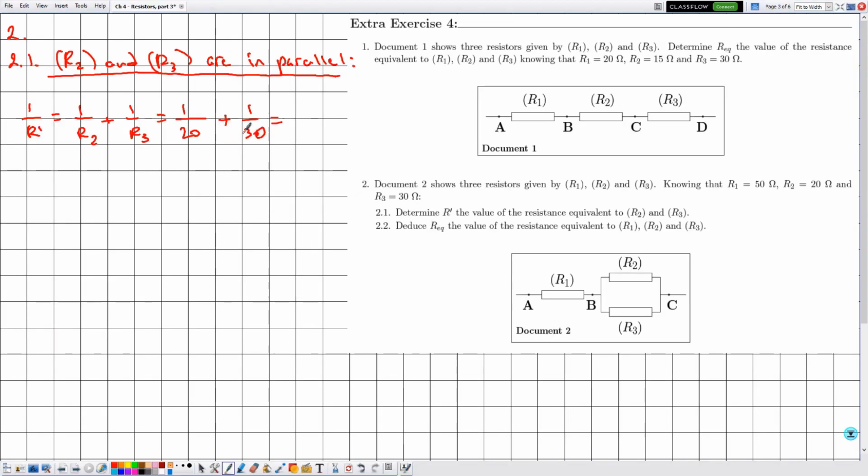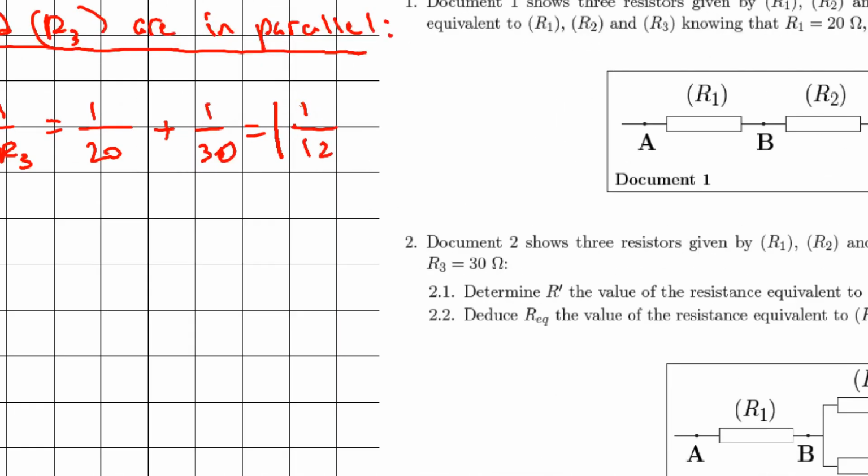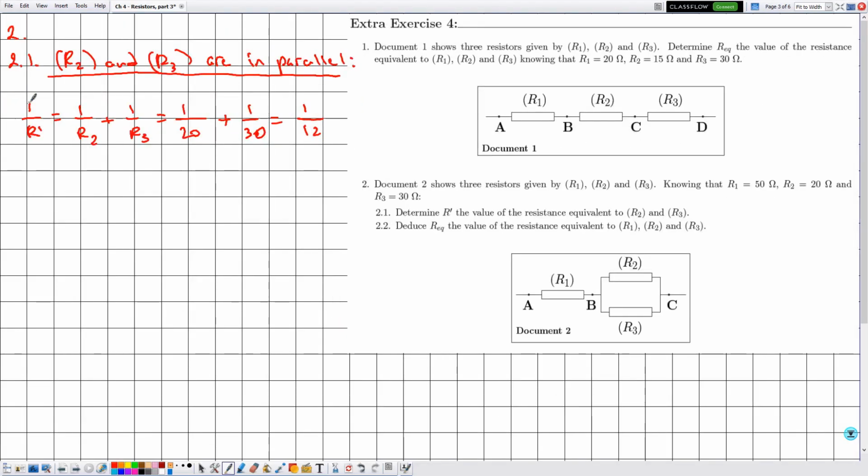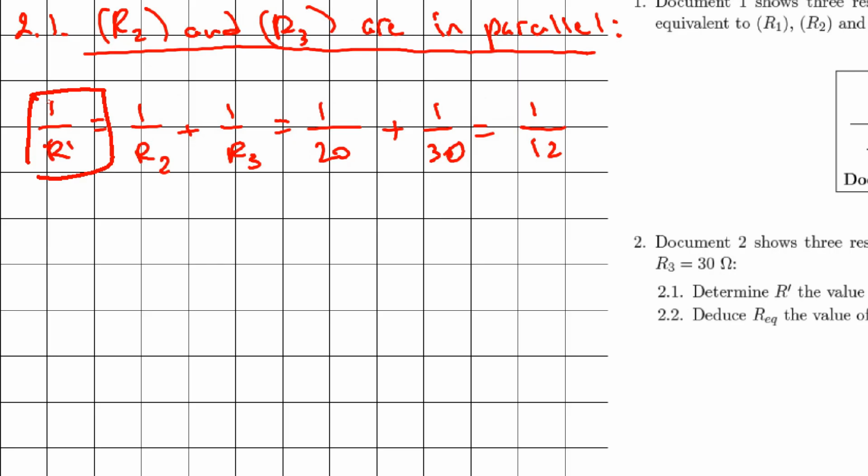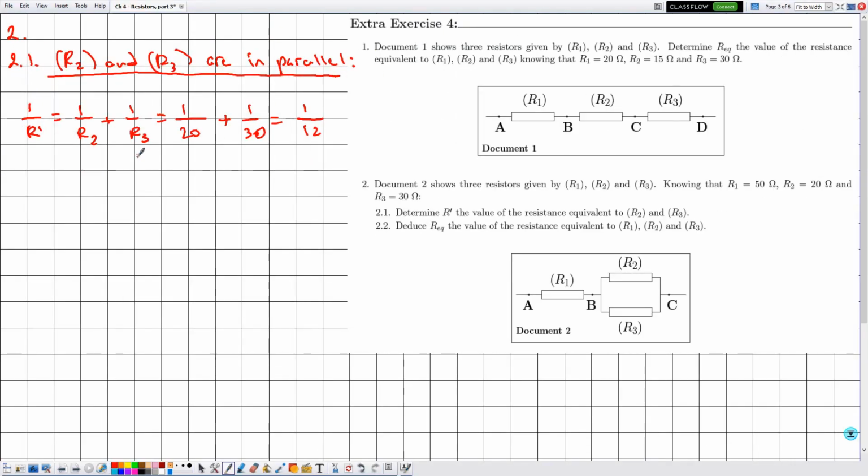Or in this case, we can simply plug these fractions on the calculator. So then their sum is given by 1 over 12. And in this case, 1 over 12, what does it represent? It represents 1 over R prime, knowing that we are interested in determining R prime. So 1 over R prime is equal to 1 over 12. So now if we cross multiply, then the value of R prime is equal to 12 ohms.